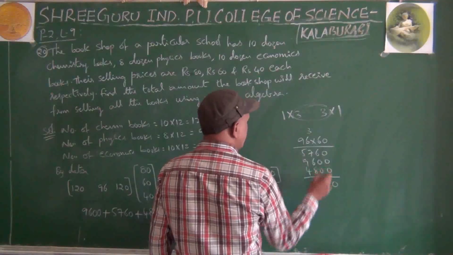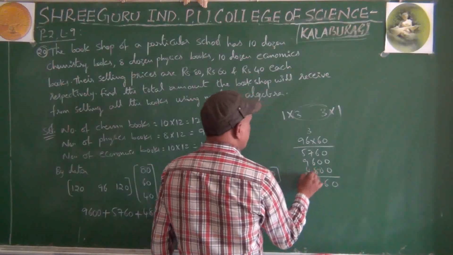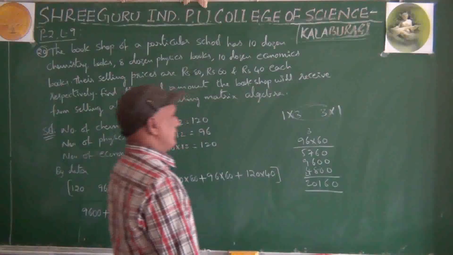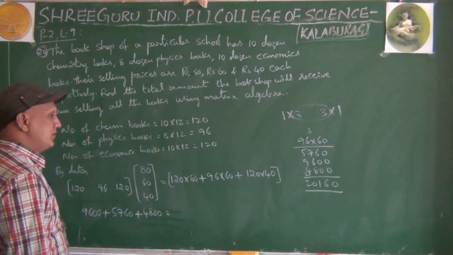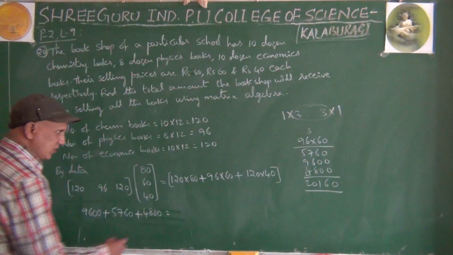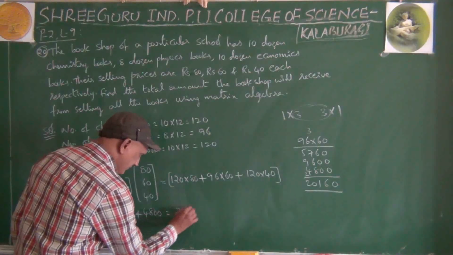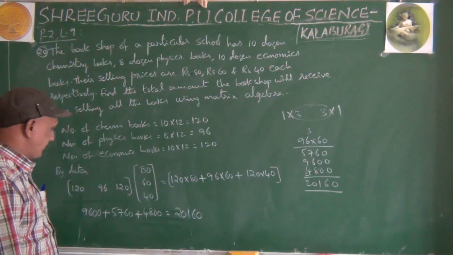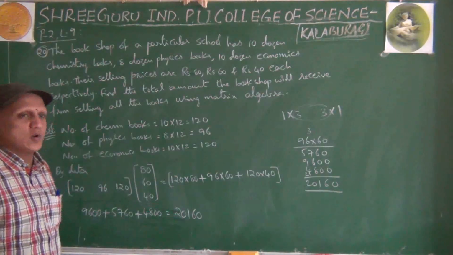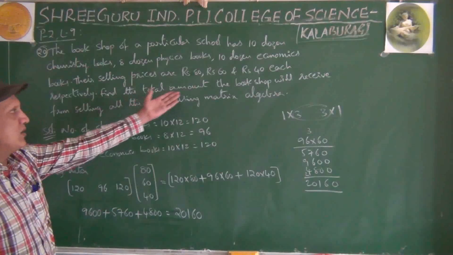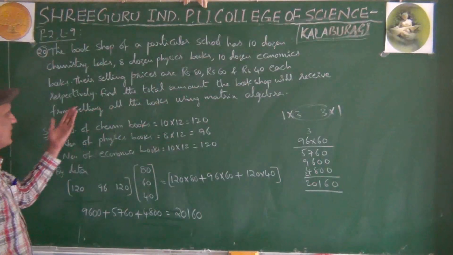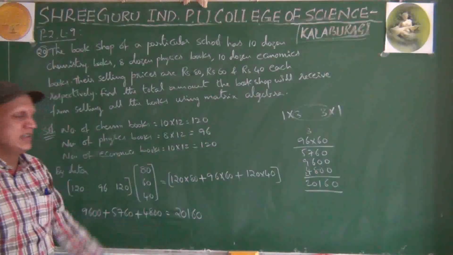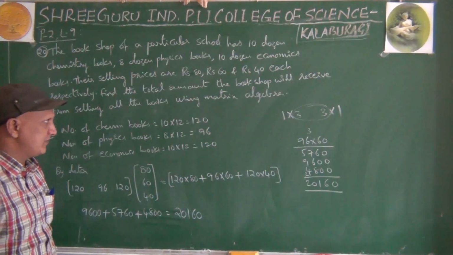0 plus 0, 0. 6 plus 8, 14, plus 1, 15. 5 plus 7, 12, plus 8, 20. 20160. Right? This is the answer. This much amount they get. Find the total amount the bookshop will receive from selling all the books using matrix algebra.